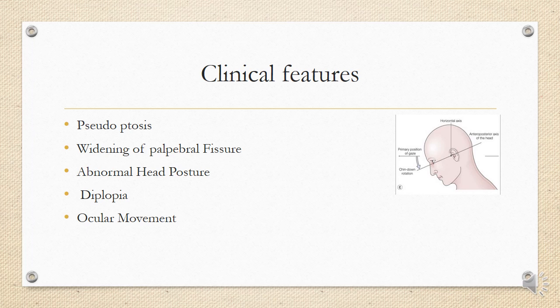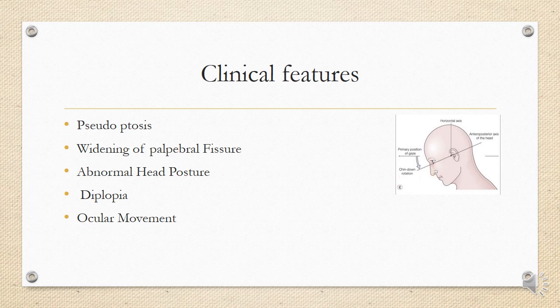So pseudoptosis is nothing but, because of the hypertropia present in that eye, the eye will show as if it is having ptosis. Widening of the palpebral fissure is generally seen whenever you ask the patient to look in the downward gaze. Abnormal head posture: because the patient is having hypertropia, the chin will be down, so the patient will have a chin down appearance to reduce the amount of diplopia.